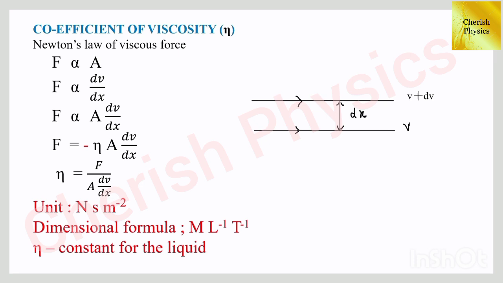Mainly, the frictional force is the opposing force, so it has a negative sign. F is proportional to A into dv by dx. If we include the proportionality constant eta, then F is equal to minus eta into A into dv by dx. Eta is the coefficient of viscosity, and eta equals F divided by A into dv by dx. Its unit is Newton second per meter squared and its dimensional formula is M L to the power minus 1 T to the power minus 1. In my channel I have derived the dimensional formula for various physical quantities. If you want to know how the dimensional formula comes, watch my videos.